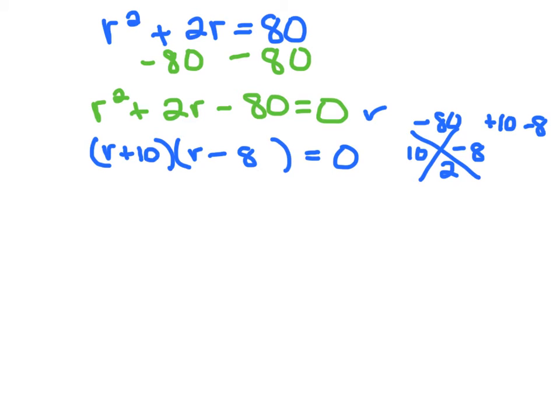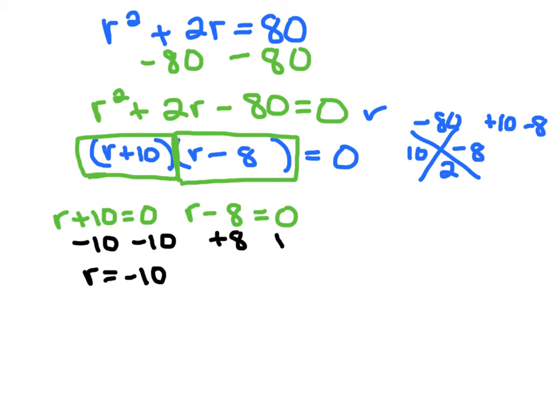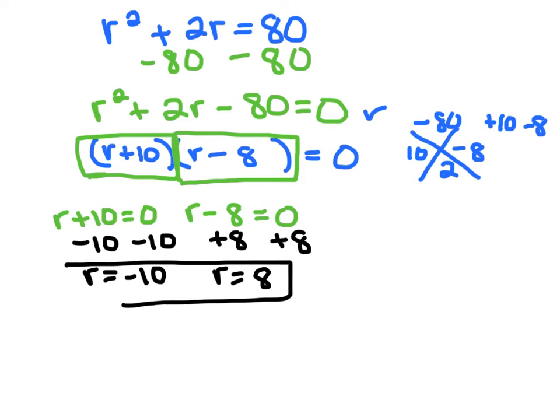The third step is to set each factor equal to 0. So this guy is the first factor, r plus 10 equals 0. This guy is the second factor, r minus 8 equals 0. And we have 2 pretty easy equations to solve. Minus 10, minus 10. r equals negative 10. Plus 8, plus 8. r equals 8. And those 2 things are our solutions.